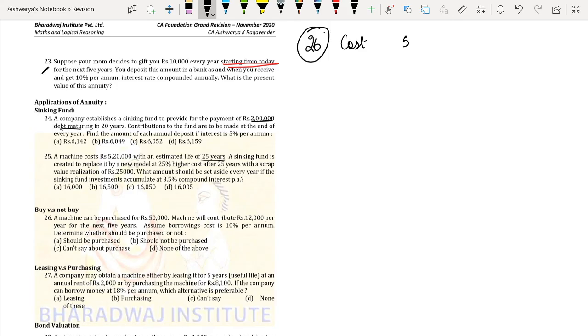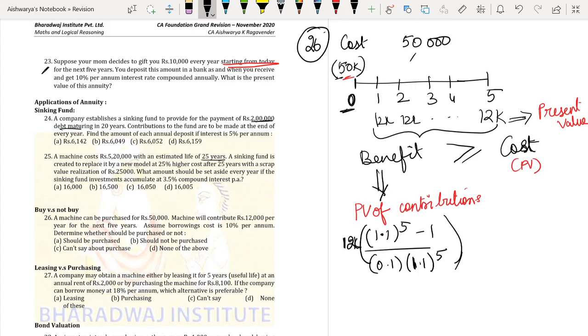Denominator value comes to 0.161051. Put it in memory, M plus. So the whole value of this comes to 3.79 into 12,000. So the value that you're getting here is 45,489.44. Now this is your PV of benefit.